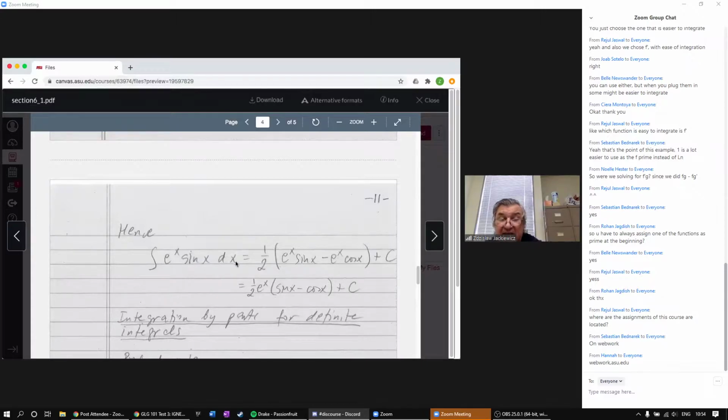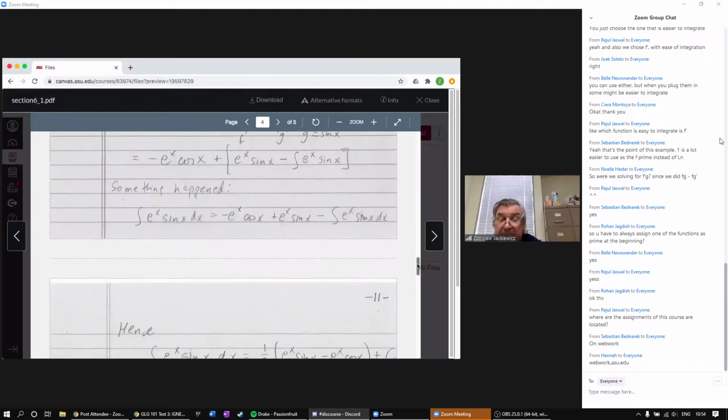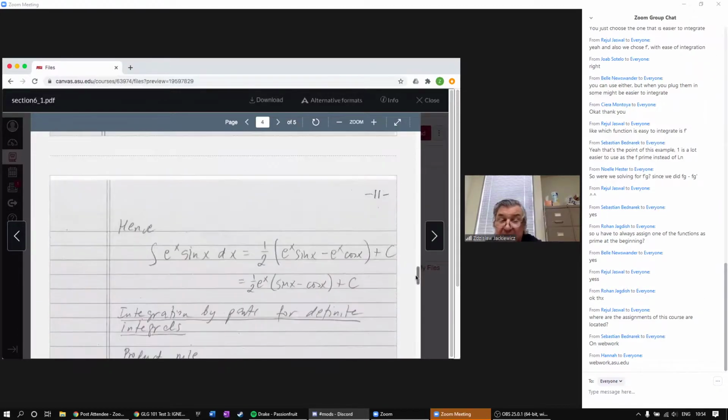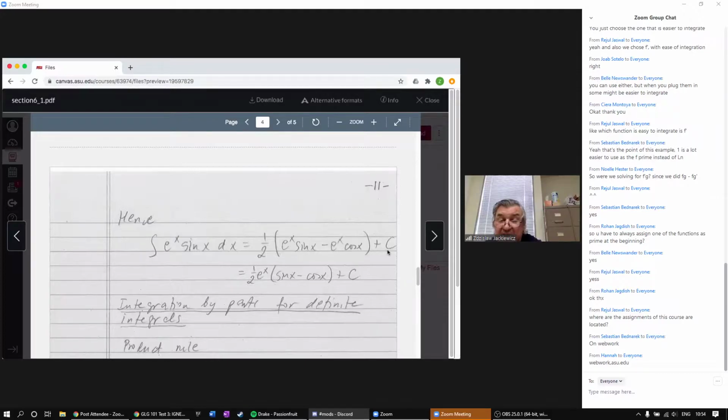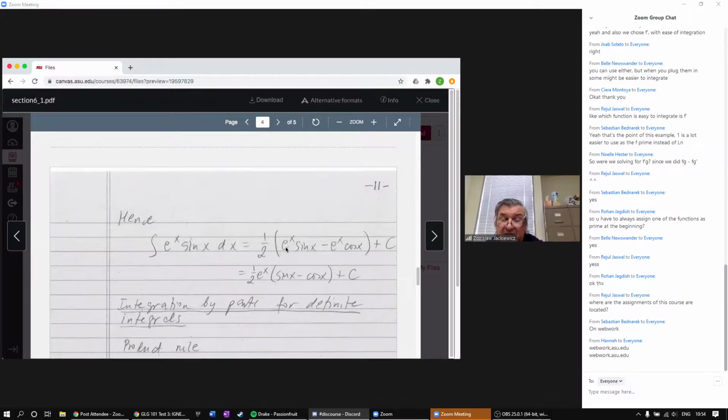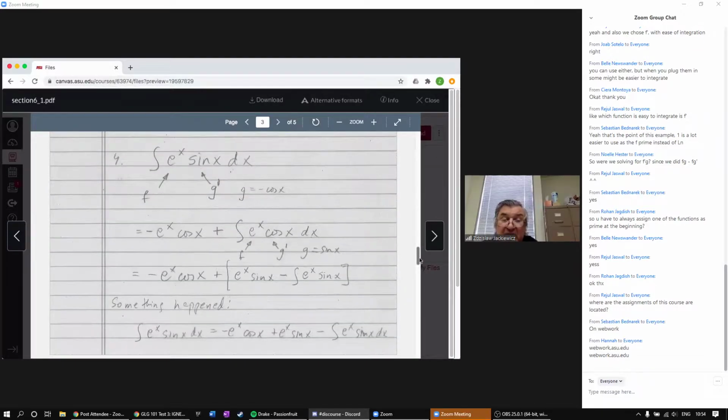So the integral of e to the power x sine x dx is 1/2 of this and this: e to the power x sine x minus e to the power x cosine x, plus the constant of integration. If you want, you can factor out e to the power x, and that's the answer. So you see, it's kind of a circular example, looks like a catch-22, but still it's useful. You integrate by parts twice, and because the sign comes out right, we get that. Of course, if you got plus here, this would not be helpful, but we got minus, so it is helpful.